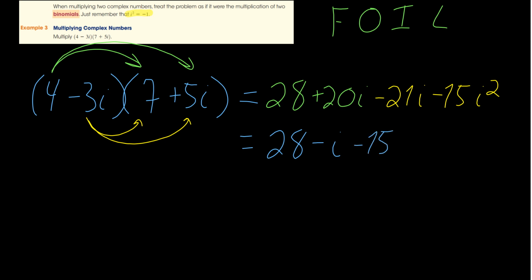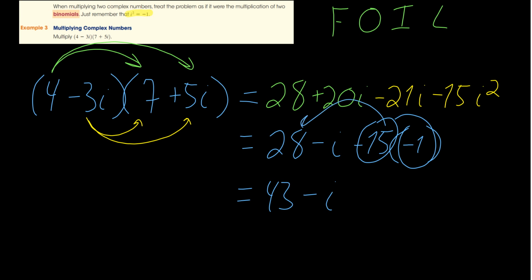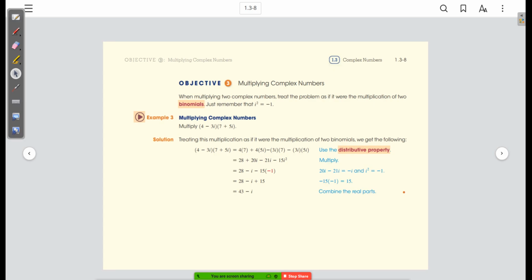But again, what I highlighted up here: recall that i squared is equal to negative 1, so we replace the i squared with a negative 1, like so. Negative 15 times a negative 1 is a positive 15. So this is equal to 43 minus i, and then I just combine like terms. Multiplication is a little harder than addition, but it's just a little difference. Just recall that i squared is equal to negative 1, and you have the multiplication down.